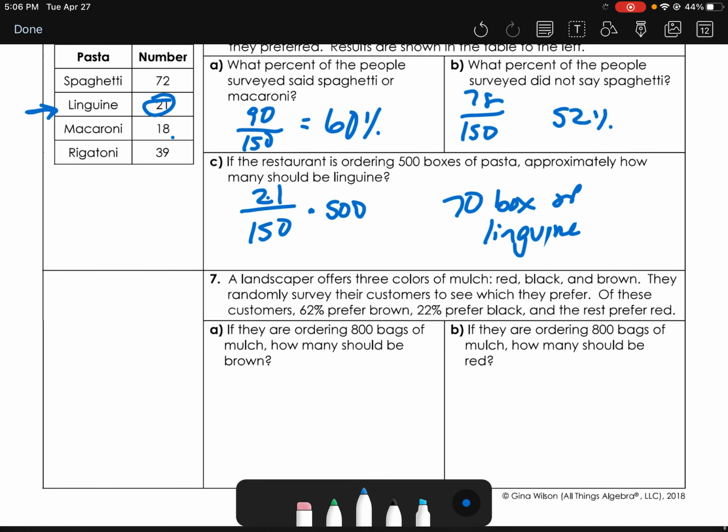A landscaper offers 3 colors of mulch: red, black, and brown. They randomly survey their customers to see what they prefer. Of these customers, 62% prefer brown, 22% prefer black, and the rest prefer red. If they are ordering 800 bags of mulch, how much should be brown? Well, they already found our percent for us. So looking at the percent brown, we have 22%. That as a decimal is 0.22. You can just multiply that by 800. 176 bags of brown mulch.